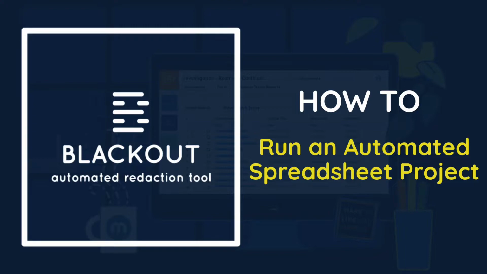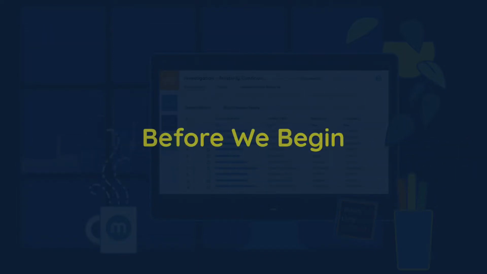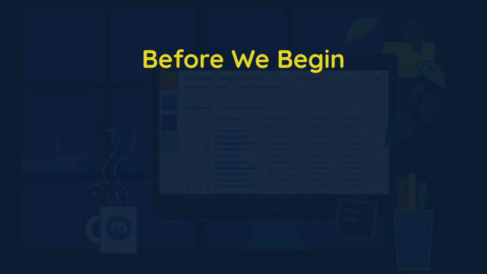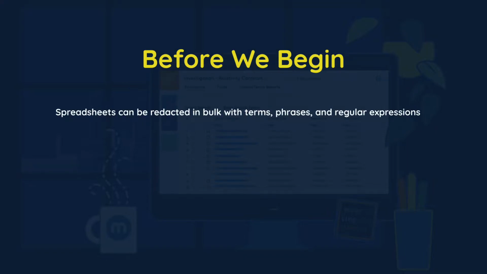Today, we're going to talk about automated spreadsheet projects. Now, there are a few things that you need to know before we get started. Blackout provides the ability to redact and highlight Excel documents in bulk utilizing terms, phrases, and regular expressions. Excel projects, or spreadsheet projects, are a configurable way to target specific documents and locate content that must be marked up based on your case needs.